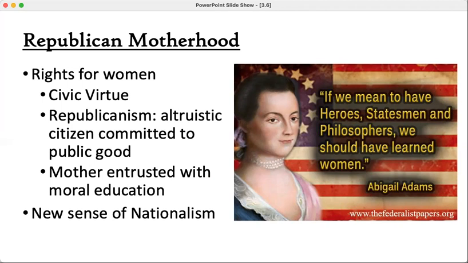Someone has to plow the fields. Someone has to run the shop. Well, the women do. And part of the idea of Republican motherhood is that women need to be well educated because they need to raise their sons to be good citizens, right? Martha Washington runs the plantation while George is off fighting the British. Abigail Adams organizes the women of Massachusetts. Women are viewed as morally superior to men.